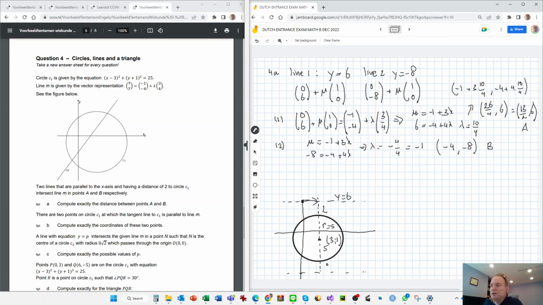Now the distance then, delta is the square root of 13 over 2 minus minus negative 4 squared plus 6 minus negative 8 squared, and the square root of this whole thing.